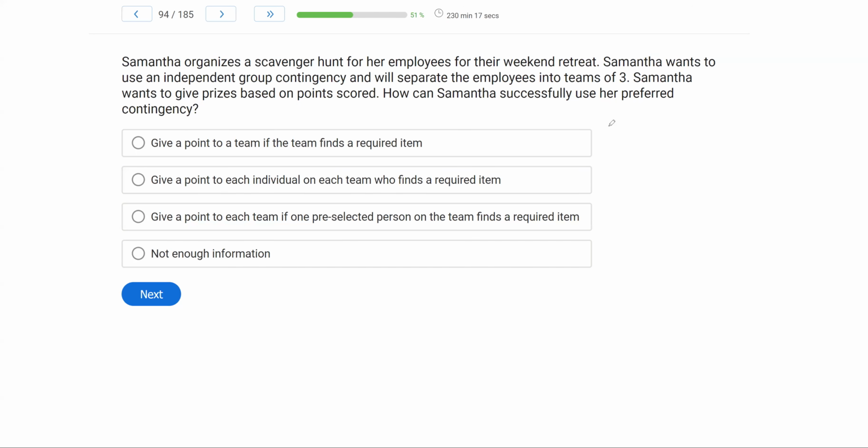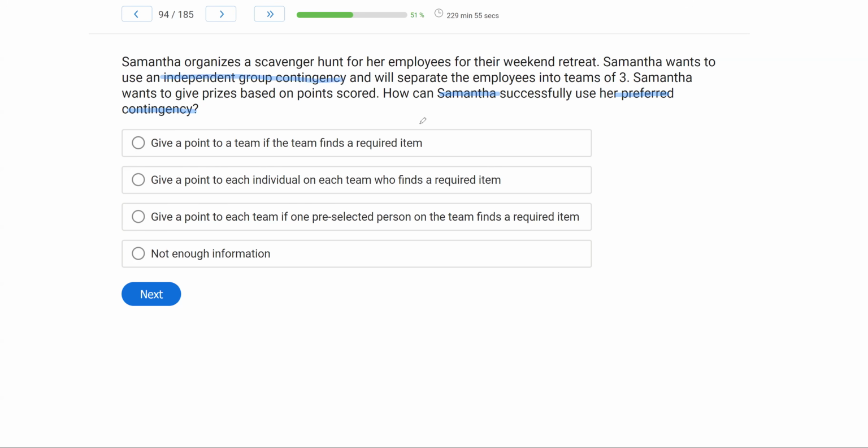Samantha organizes a scavenger hunt for her employees for their weekend retreat. Samantha wants to use an independent group contingency and will separate the employees into teams of 3. Samantha wants to give prizes based on points scored. How can Samantha successfully use her preferred contingency? The question wants to know about Samantha using her preferred contingency. And what is her preferred contingency?